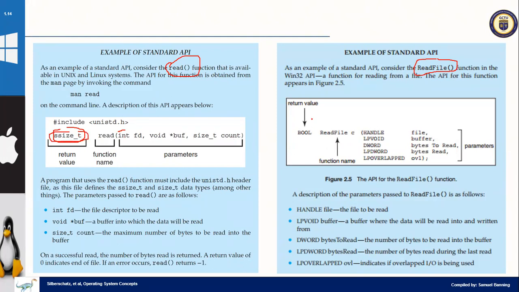In the Windows environment, the read file is a Boolean, so it will return true or false. In the Linux environment, it will return the size of the file. And these are the parameters: the file, the buffer, the bytes to read, the bytes that have been read, and the overlap. The file is a handle, the buffer is a void, the bytes to read is in words, the bytes that have been read is in LPD word. So these are the parameters.